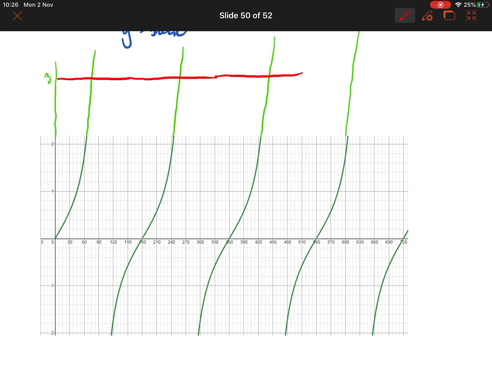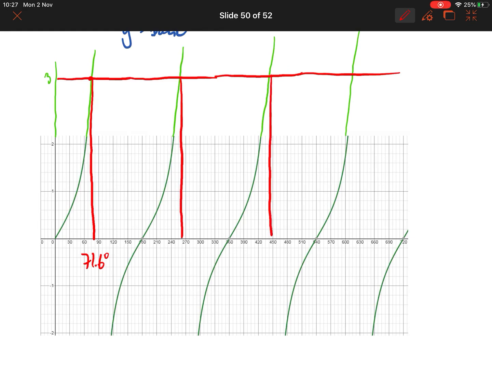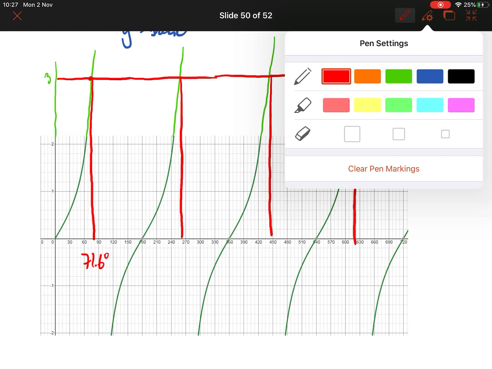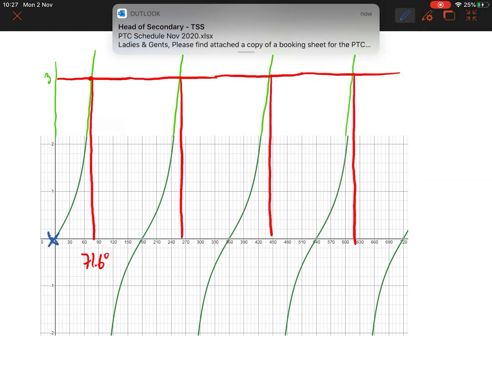Okay, and let's read off from 3. Okay, so I've actually got 4 answers again. One of them, well, that's where I'm getting my, what was it again? 71.6. There's 71.6 degrees. So here are my other 3 answers. Well, what are those other 3 answers?